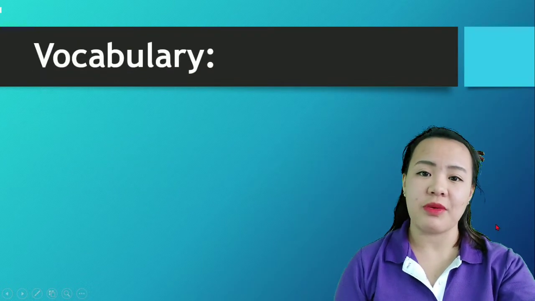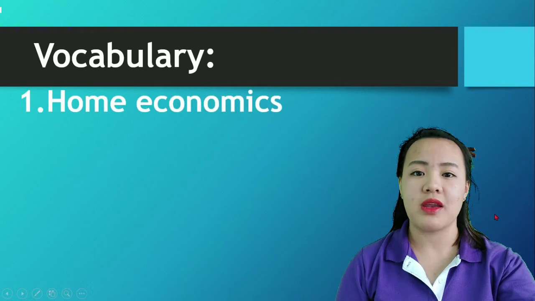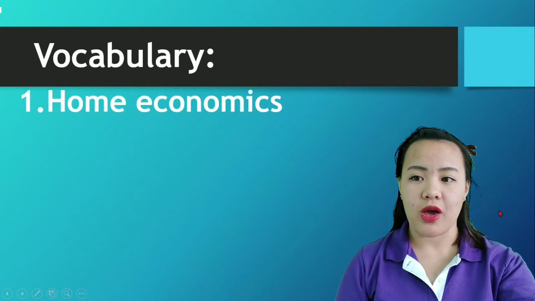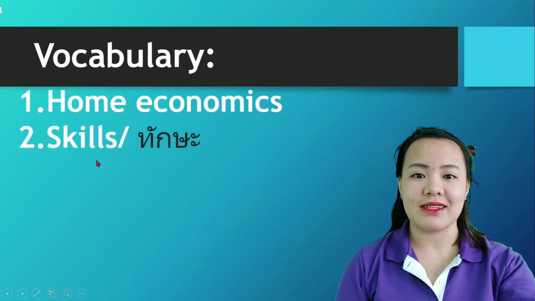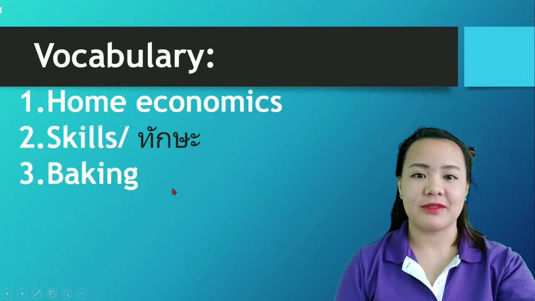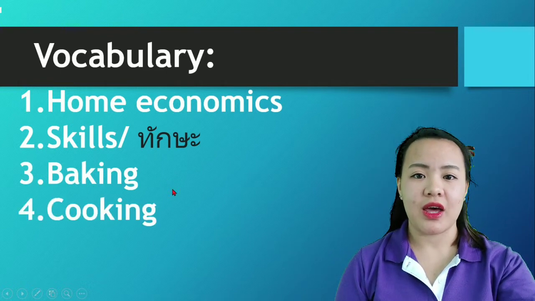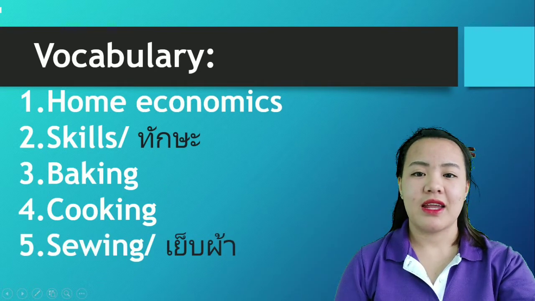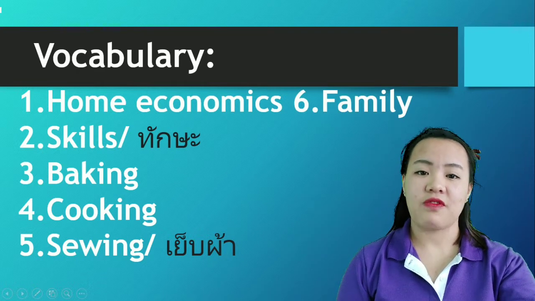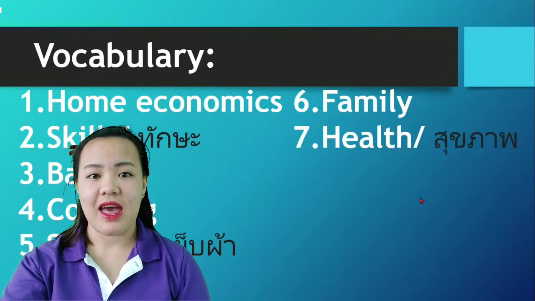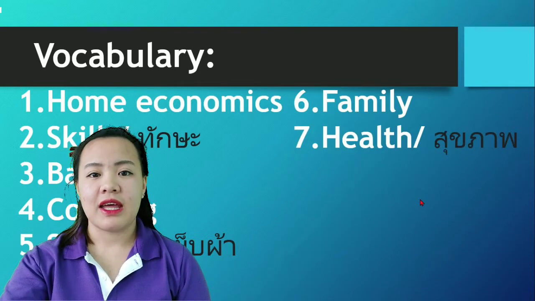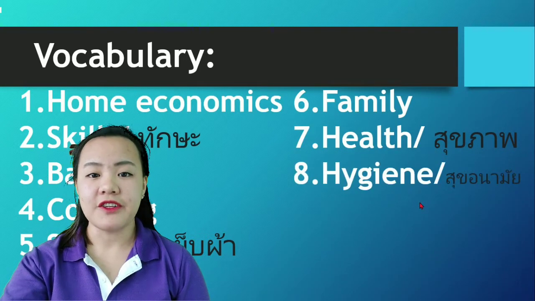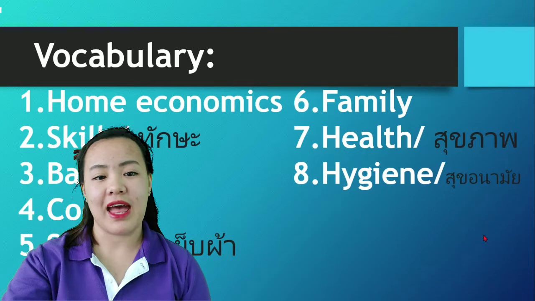So let's read first the vocabulary. Vocabulary number 1, home economics. Number 2, skills. Number 3, baking. Number 4, cooking. Number 5, sewing. Number 6, family. Number 7, health. Number 8, hygiene. Okay, so I wrote some Thai words here. I hope it helps you.